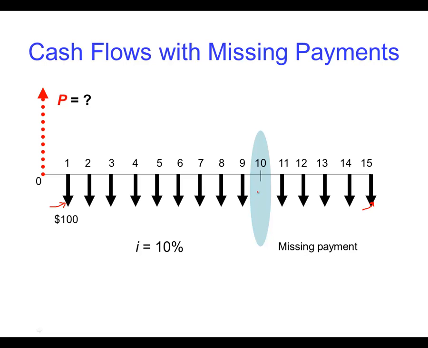In this case, all we do is add a fake payment. Notice that the payment is $100. So I'm adding here $100 that was not paid.